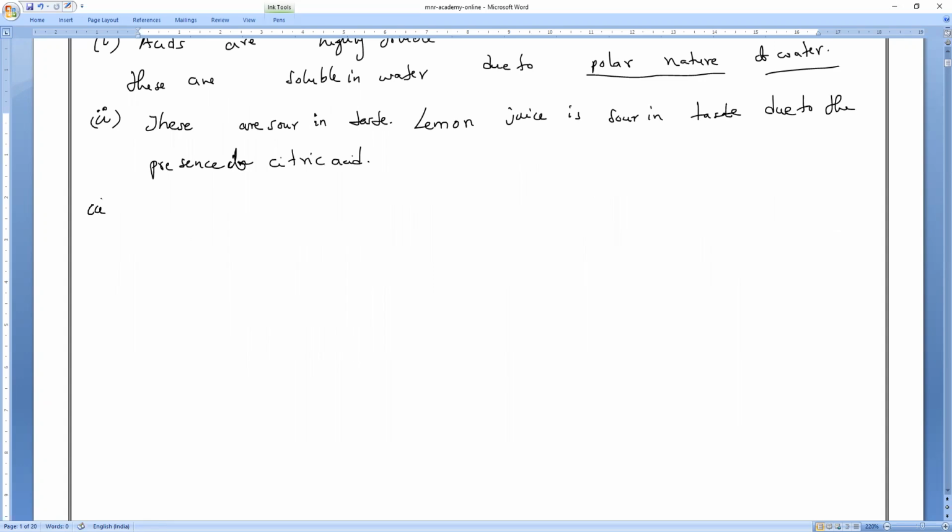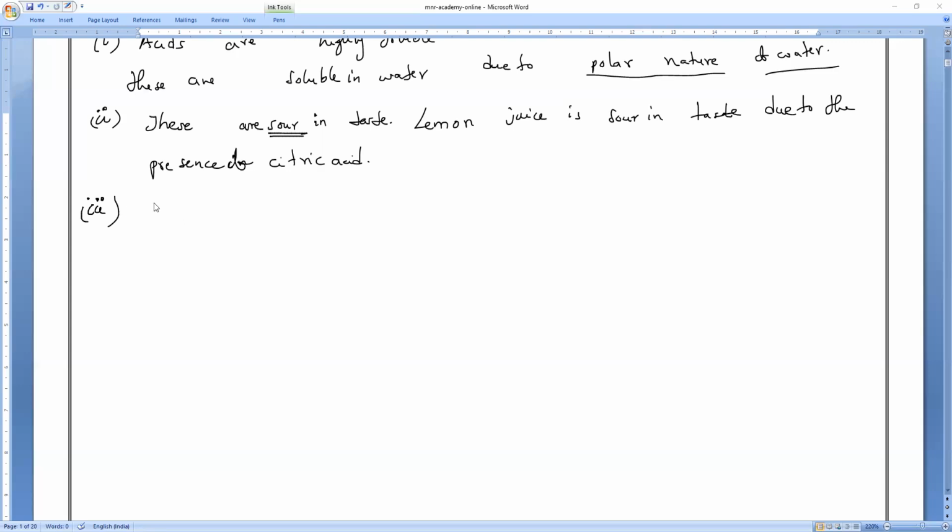So, organic acids, we can taste it. We'll feel that they are sour in taste. But is it possible to taste the mineral acids? Mineral acids, we should not, because they are highly corrosive in nature. Understand? That is what we have to remember.